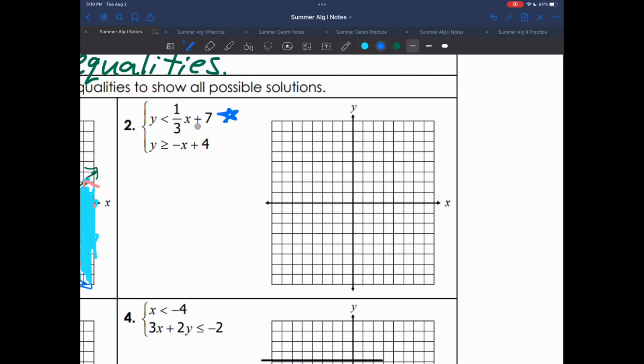Let's graph the top one. We're starting at +7. 1, 2, 3, 4, 5, 6, 7 is up here. And we have a slope of 1/3, so up 1, right 3, because it's all positive, so up and to the right. Now we can't get any more points that way, so immediately go back to your y-intercept and reverse that, because we know the line goes this way, so it makes sense that we would go down 1, left 3 to get a point on it.